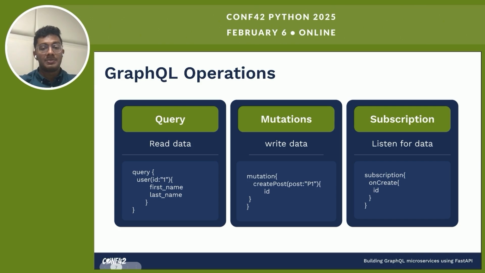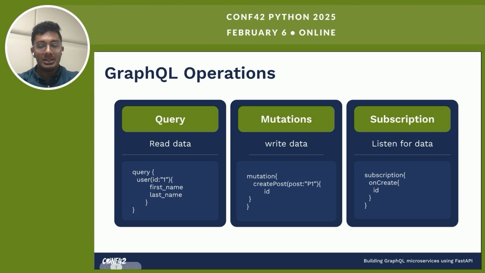The last one is subscriptions. It allows real-time communication between the client and the server. Instead of requesting data manually, the client can subscribe to events and get automatic updates whenever new data is available. For example, here the subscription onCreate listens for new data being created. Whenever a new post is created, the server automatically sends the update to the client, if it's subscribed to this topic or this endpoint, onCreate, which is a subscription. This is great for real-time applications like notifications or dashboards.